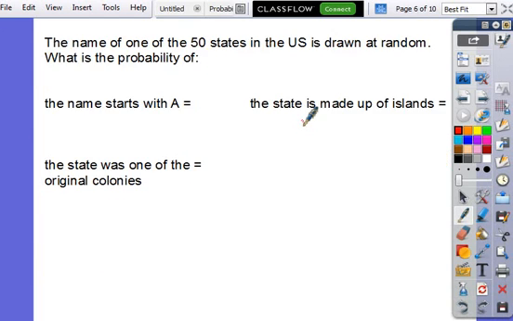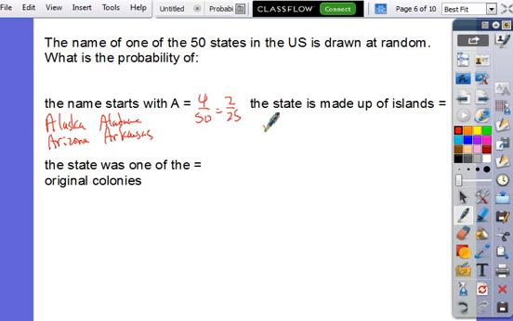So on this one, states that start with A. We just said there were 4 of them out of 50. Alaska, Arizona, Alabama, Arkansas. And that is 4 out of 50, which is 2 out of 25. All right. The state is made up of islands. Well, that should be easy. Hawaii is the only state that is made up of islands.